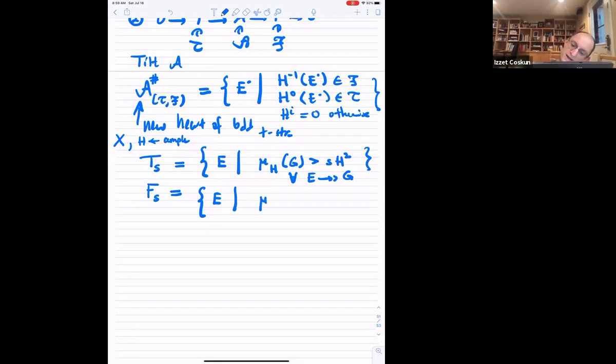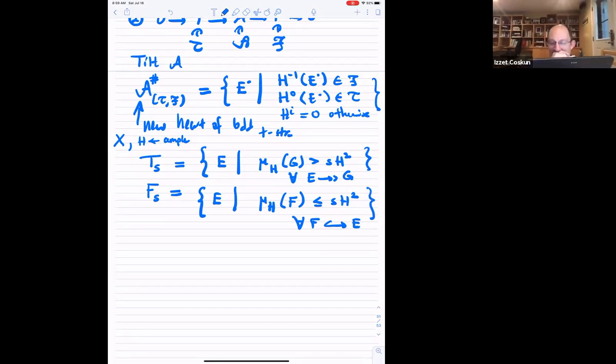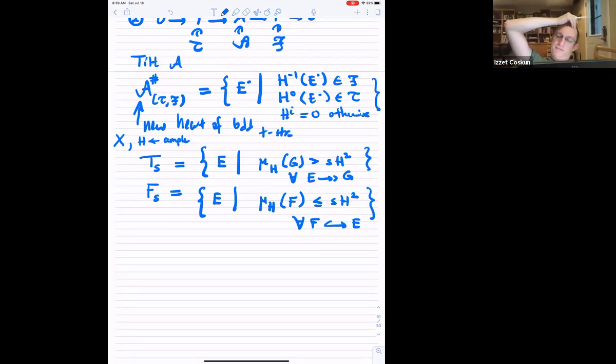So this mu_H of F, say, is going to be less than or equal to S H squared for all injections F into E. Okay, so the way you should think about it is that you look at sheaves E such that in the Harder-Narasimhan filtration with respect to the Mumford slope, all slopes are bigger than S H squared, and you look at those where all slopes are less than or equal to S H squared.